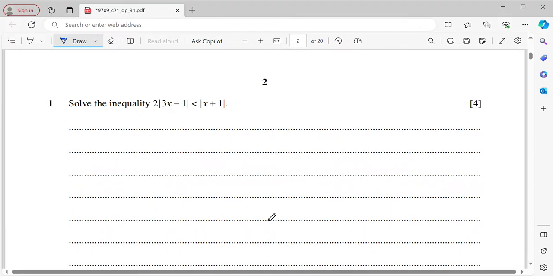Question number 1. Solve the inequality 2 times modulus of 3x minus 1 is less than modulus of x plus 1. Okay, so first of all, I will rewrite the question. Now, according to the modulus definition, this is the same as square root of x squared. So I'm going to apply this definition in solving this question.